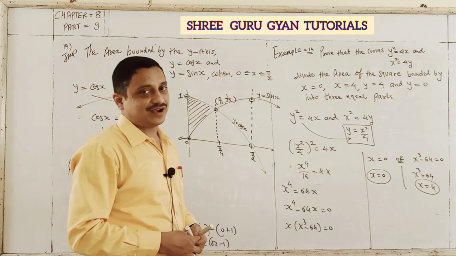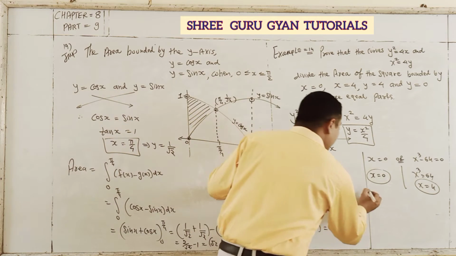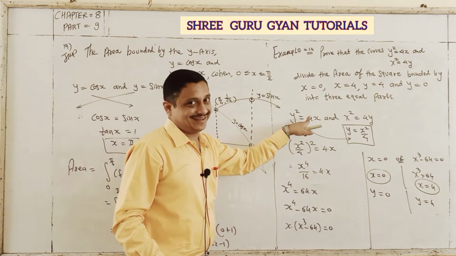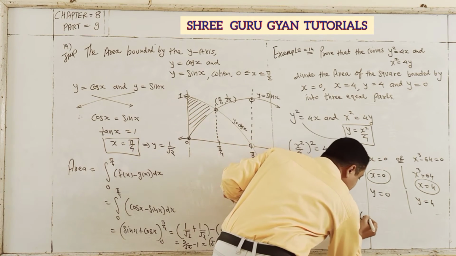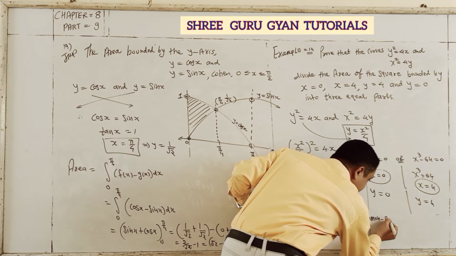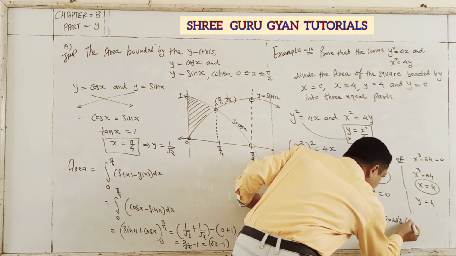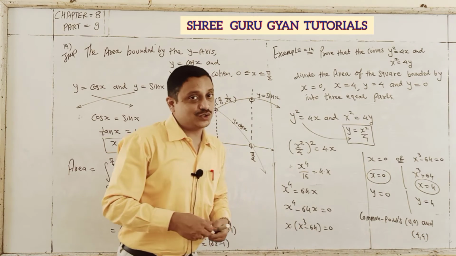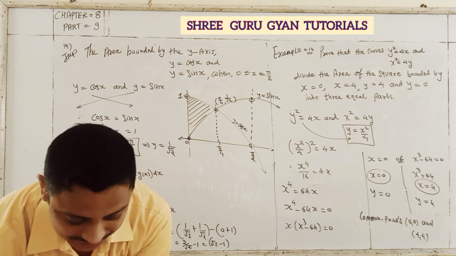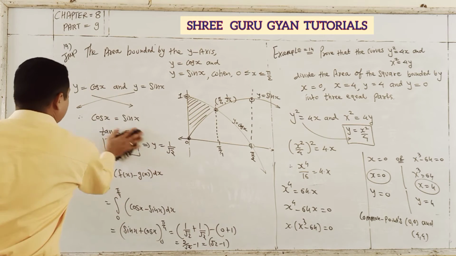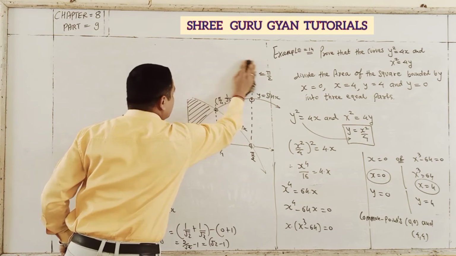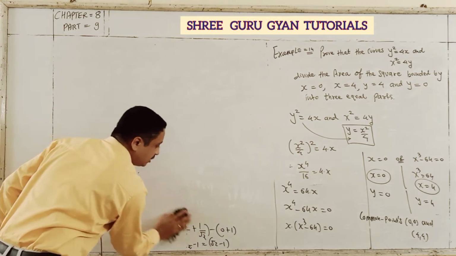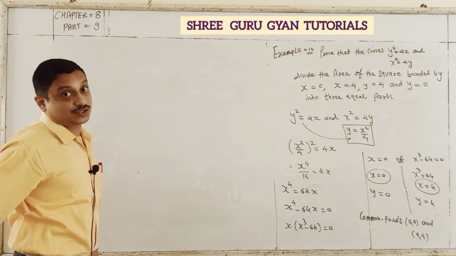Now find y. Y is 0 here and also 4, putting it in either equation. So the common points are 0, 0 and 4, 4. Now I will calculate the integrations by drawing properly. I want to prove that the area bounded by these two parabolas divides the square area into 3 equal parts.